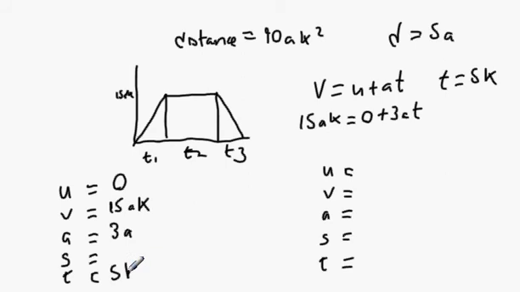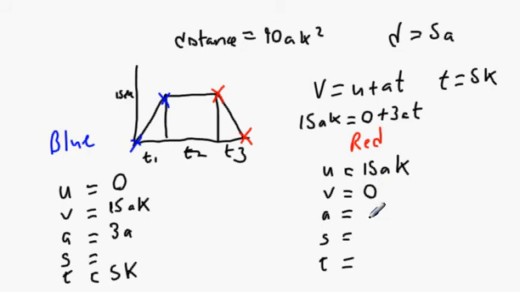For the second one, U is 15. You're up here and you're starting to decelerate downwards. The first one was the blue, and the second part is the red. For the red part, we know the final velocity has got to be 0, acceleration is minus 5a. S, and we know S? No idea what S is.